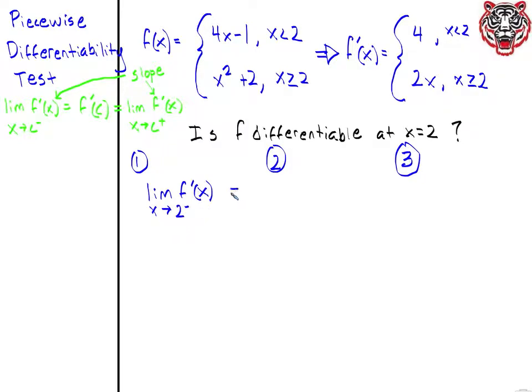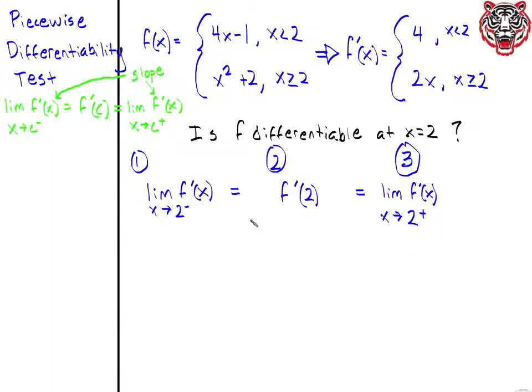All right, this needs to be set equal to f prime of 2. And number 3 is the limit of f prime of x as x approaches 2 from the positive side. Perfect, we're getting better and better at saying this.